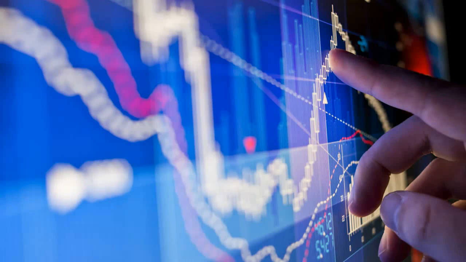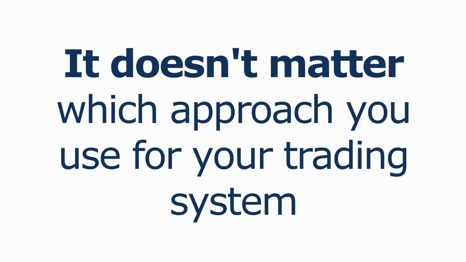As you gain experience, you may, like many other traders do, develop your own trading system. Usually it's a combination of the various systems that you've tried over the years. It can also be a mixture of the various technical indicators that you've researched and tested. And it doesn't matter what approach you use for your trading system as long as it suits you and has a positive expectancy over time.